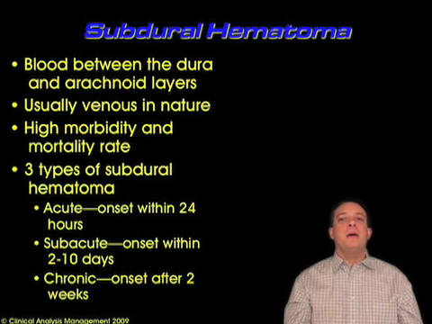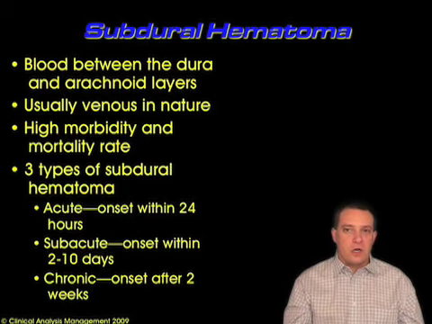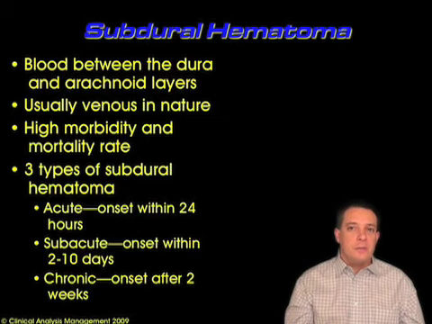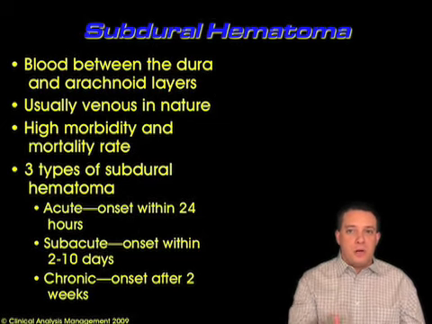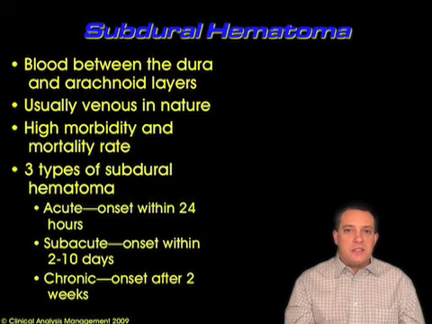Okay, now when we start talking about the specific injuries themselves, we'll start with looking at subdural hematomas. If you recall from your anatomy and physiology or from your pathophysiology, remember a subdural hematoma is when we have blood that's below the dura space. Usually subdural hematomas are venous in nature, and they tend to have a fairly high mortality rate.